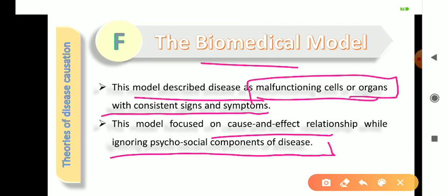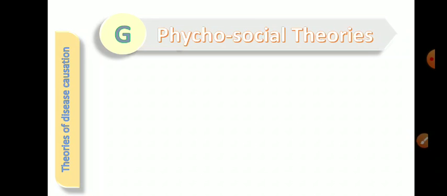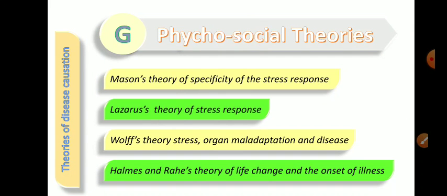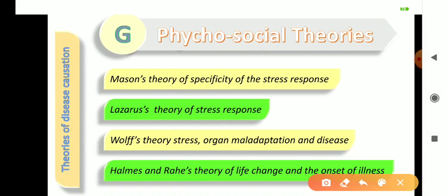Then the next theory we are going to discuss is the psychosocial theories. The psychosocial theory integrates psychological and sociological factors to better explain disease development. These factors better explain that diseases are caused by them. For the psychosocial theory, there are many theories that have been explained.